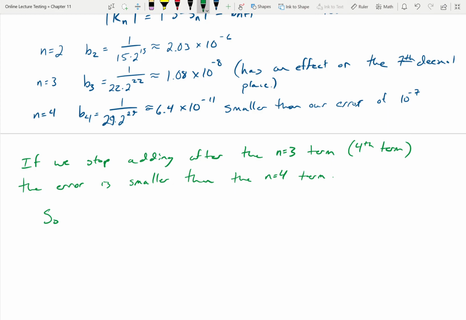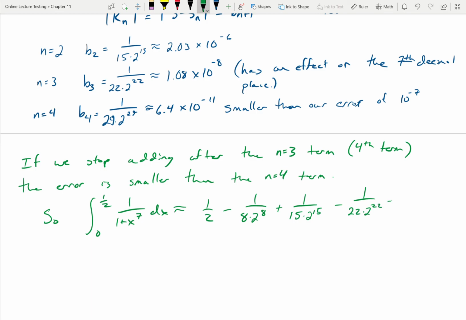So the integral from 0 to 1/2 of 1 over 1 plus x to the 7th dx is approximately equal to 1/2 minus 1 over 8 times 2 to the 8th plus 1 over 15 times 2 to the 15th minus 1 over 22 times 2 to the 22nd, which is equal to 0.49951374. So this is the n is equal to 0 term, n is equal to 1, n is equal to 2, and n is equal to 3.